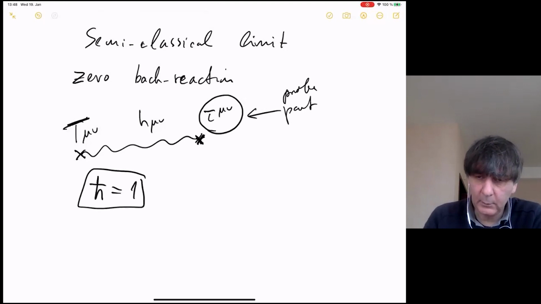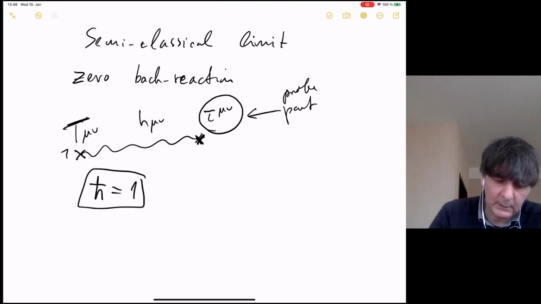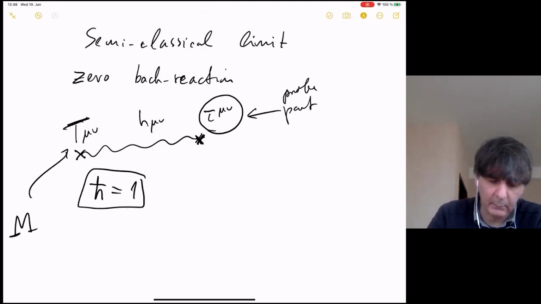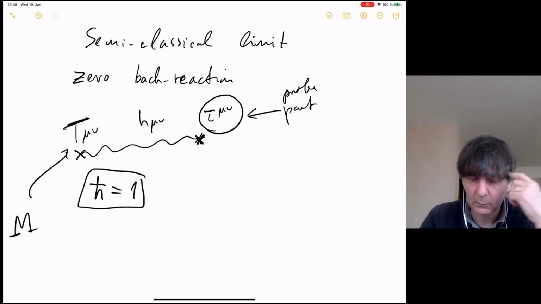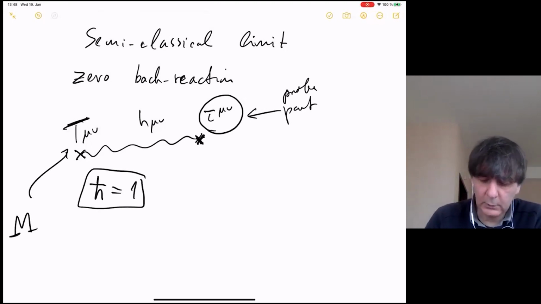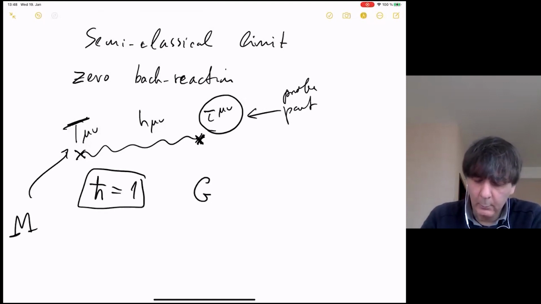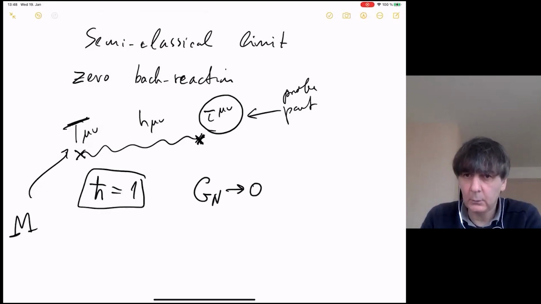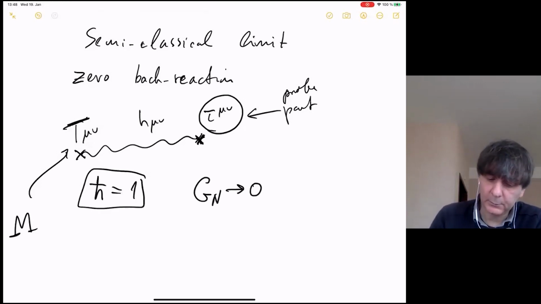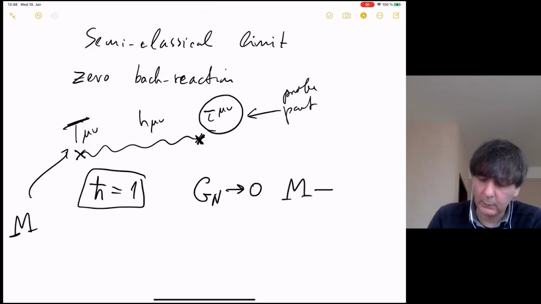So therefore, in this limit, let's say this is a source of mass m. What we can do is take the limit in which h bar is 1, but we take Newton's constant to 0. However, we want to keep the geometry non-trivial, and correspondingly, we have to take m to infinity, in such a way that we keep the gravitational radius fixed.